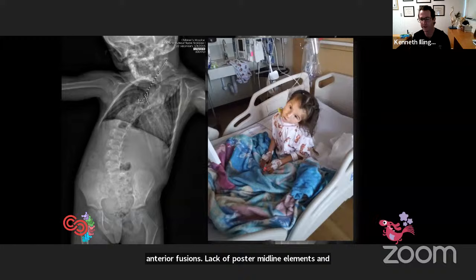Really, the mom's concern was that, you know, her left ear was basically married to her left shoulder. She had been to multiple institutions, went to see multiple different spine surgeons, and basically every pediatric surgeon told her, it's too complex, there's nothing to do, just kind of go away.